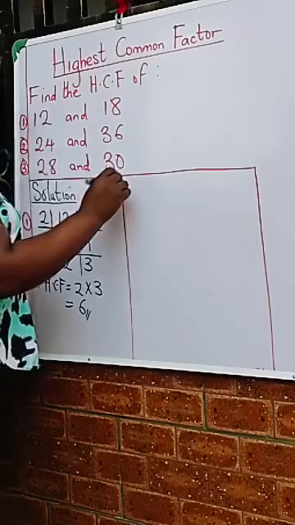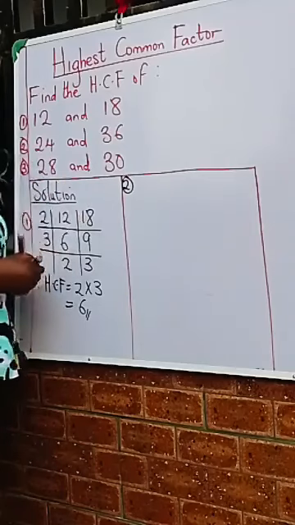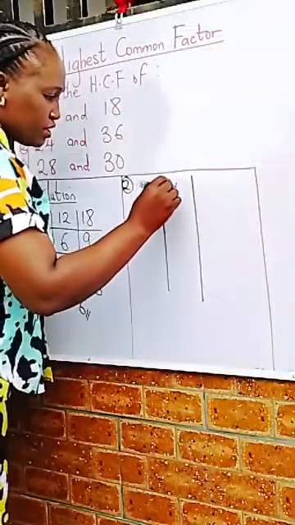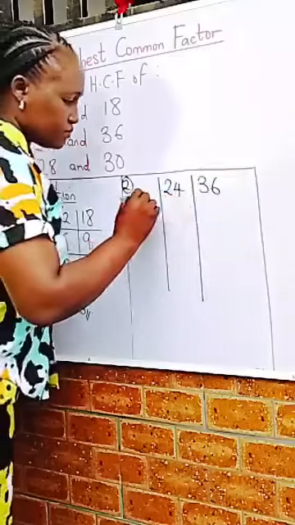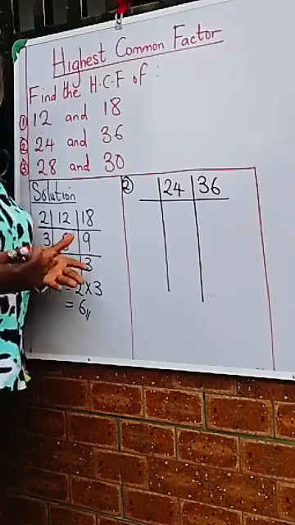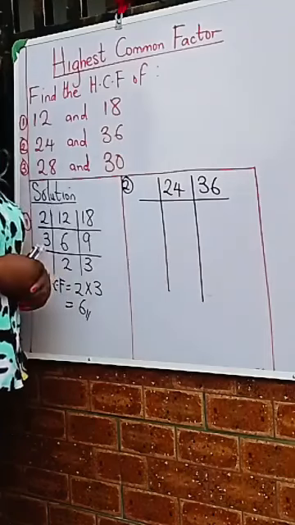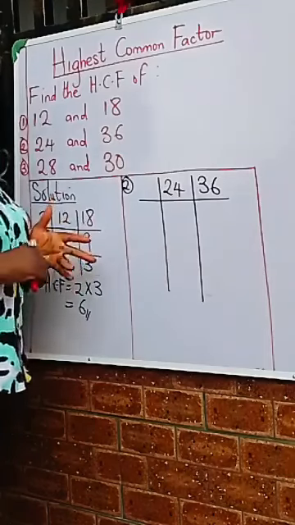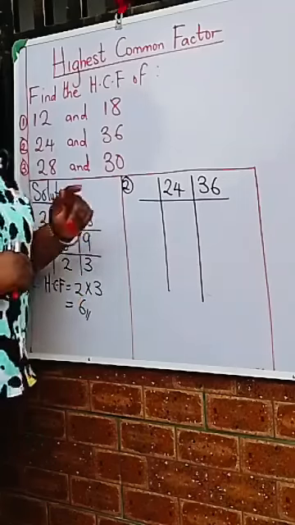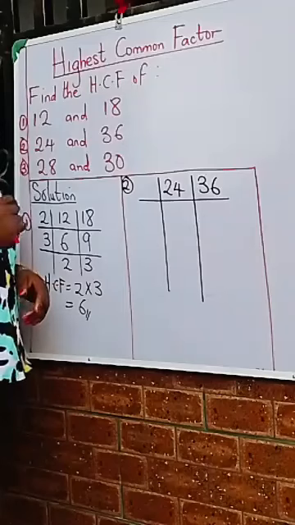Now let's do number 2. We are looking for the HCF of 24 and 36. So you draw out your line. You have 24 here. You have 36 here. Looking at them, they are even numbers. And somebody will ask, how do you know that they are even numbers? The last digit of each number is an even number. Even numbers are numbers that end with 2, 4, 6, 8, and 0. And if you look at them, these numbers end with those digits. So we are going to be dividing through by 2, which is the smallest prime number that can divide.